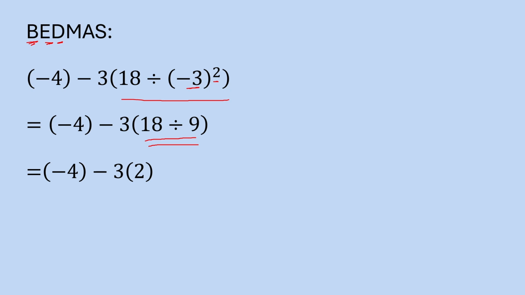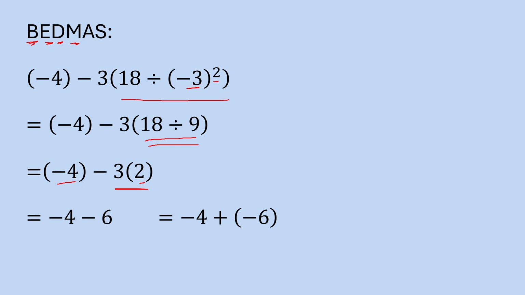Again BEDMAS. In the bracket everything is in simplest form, negative 4 and 2. So after bracket there is exponent, there is no exponent. Then D for division, there is no division. There is multiplication. Yes, there is multiplication. 3 times 2 is 6. So minus 4 minus 6.